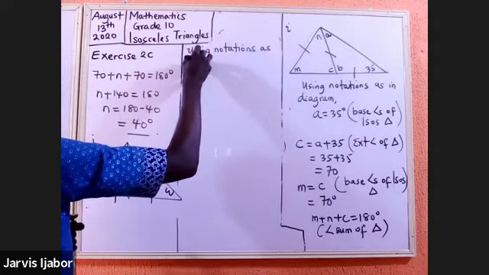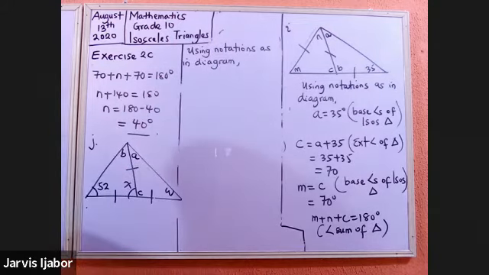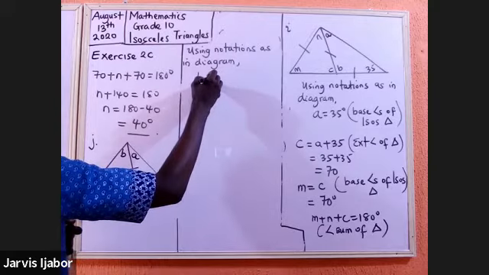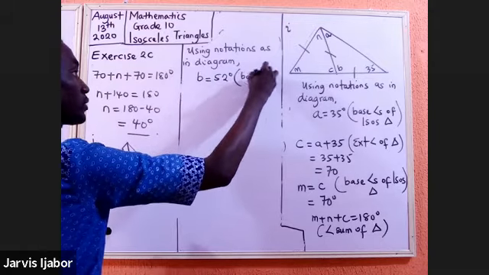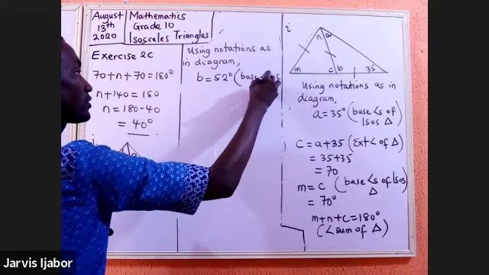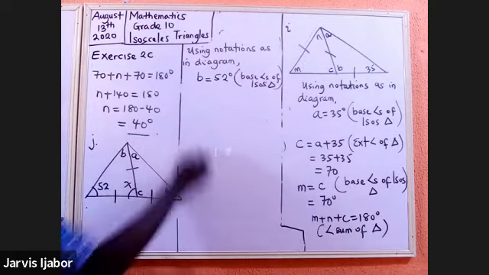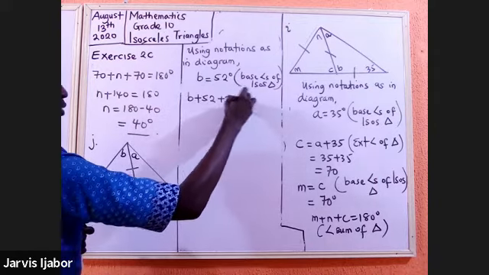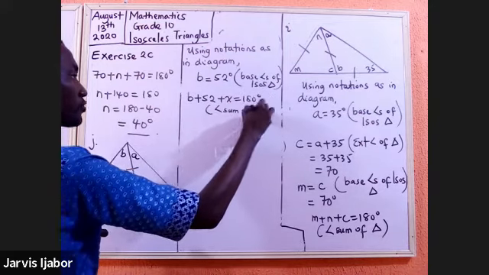as in diagram, comma. What do you notice? B will be equal to 52 degrees, base angles of isosceles triangle. The base angles of isosceles triangle. So that settles that. So it means that B plus 52 plus X is equal to 180 degrees. What's the reason? Angle sum of triangle.